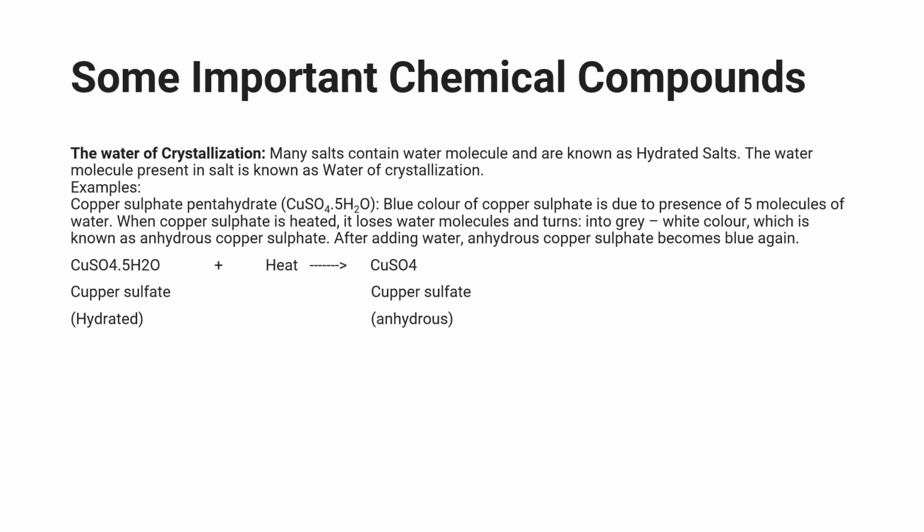When copper sulfate is heated, it loses water molecules and turns into a gray-white color, which is known as anhydrous copper sulfate. After adding water, anhydrous copper sulfate becomes blue again.